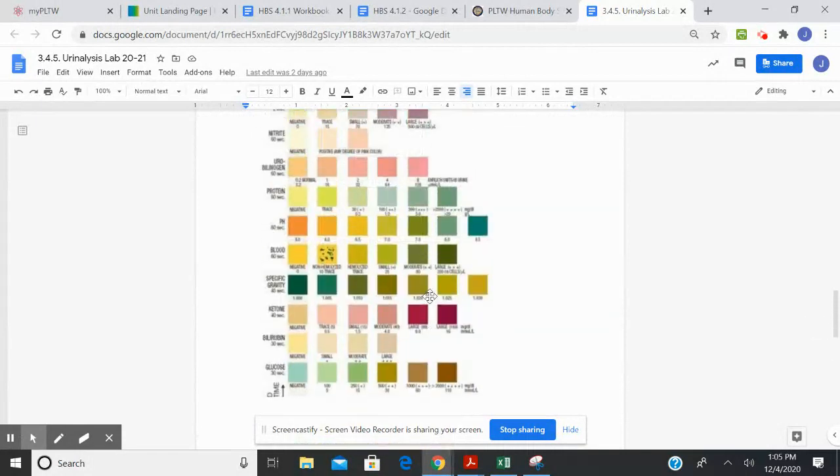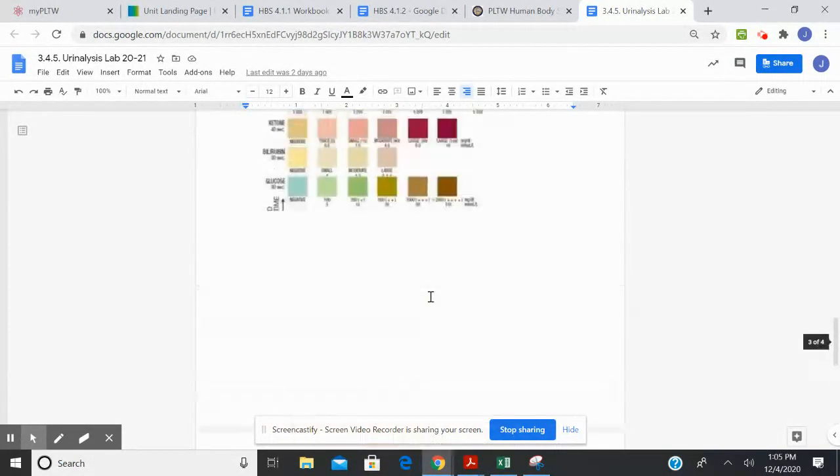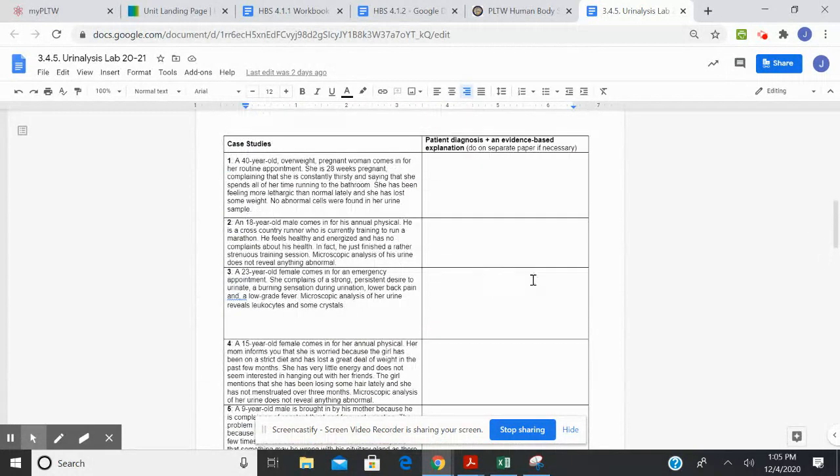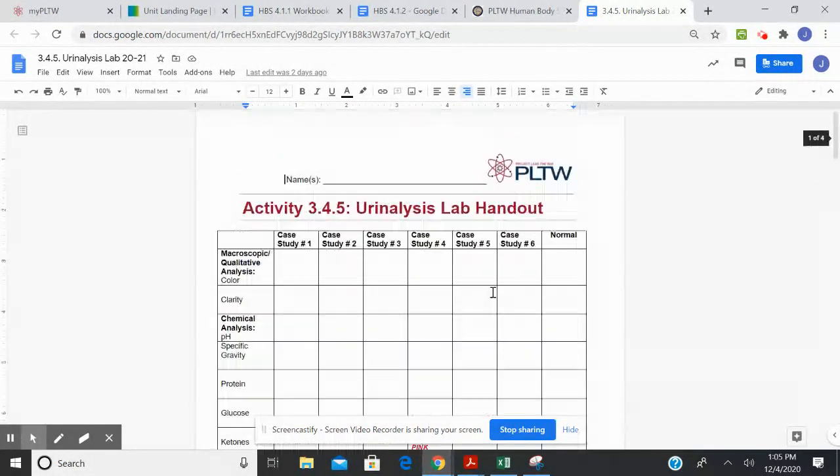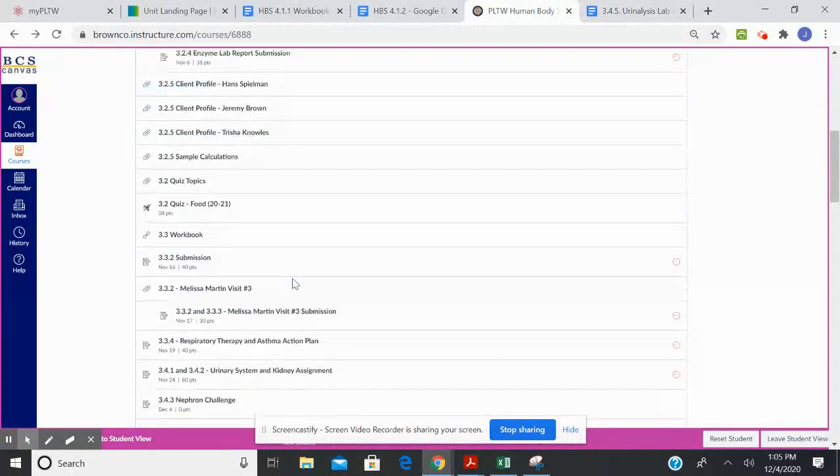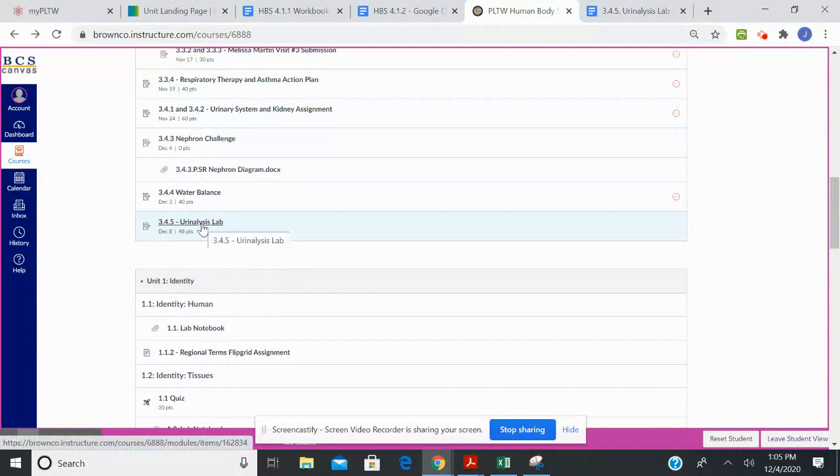So we'll be doing the lab work in class. So it's primarily filling this information out. Obviously, you have a paper copy, so pictures of that paper copy are fine to be submitted as well. And that is going to get turned in to Canvas to this activity, 3.4.5 urinalysis lab, and that's due December 8th. Okay, Tuesday, December 8th. So that would take care of the urinalysis lab.